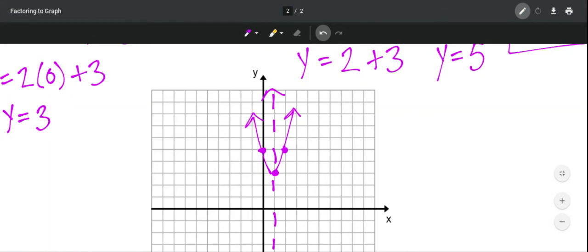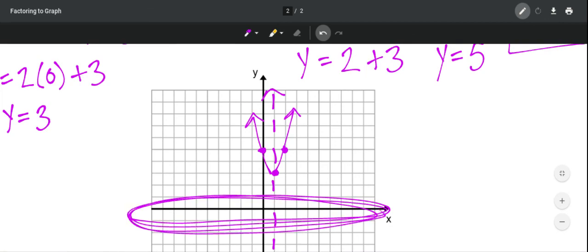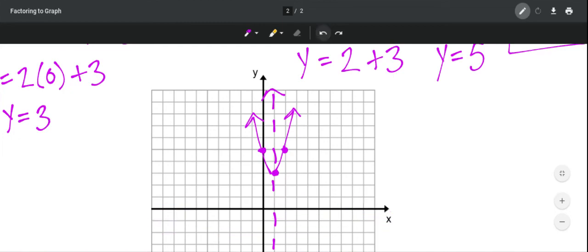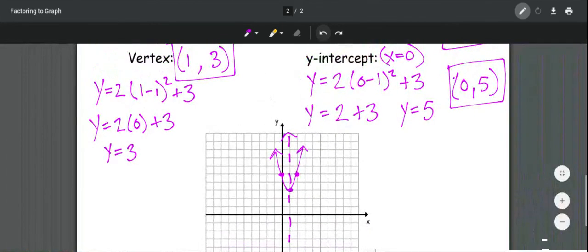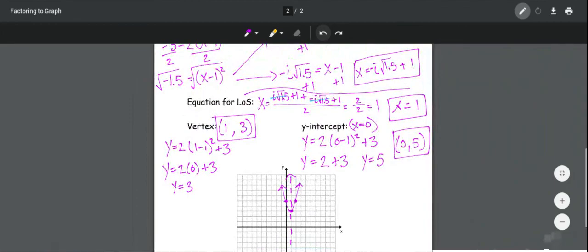Now, when you have imaginary x-intercepts, that means your parabola goes up or it goes down. It does not cross the x-axis. So if you get imaginary numbers and your graph crosses the x-axis, that means we did something wrong. Most likely you got the wrong y-intercept. But that's what it should look like.